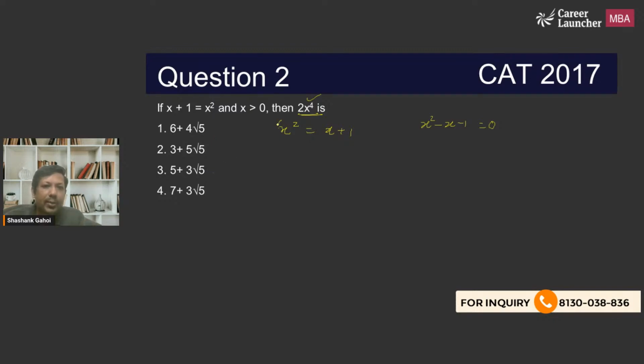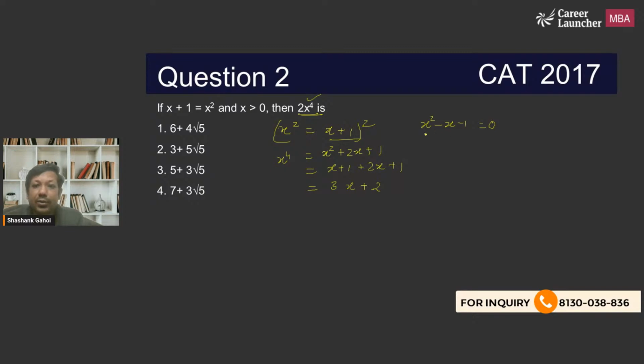So what I'm going to do, I'm directly going to square it. So I'm going to get x power 4, that is equal to x square plus 2x plus 1, right? Now what is the value of x square? X square is x plus 1. I'm directly going to put x plus 1. So x plus 1 plus 2x plus 1. So what I'm going to get is 3x plus 2, right?